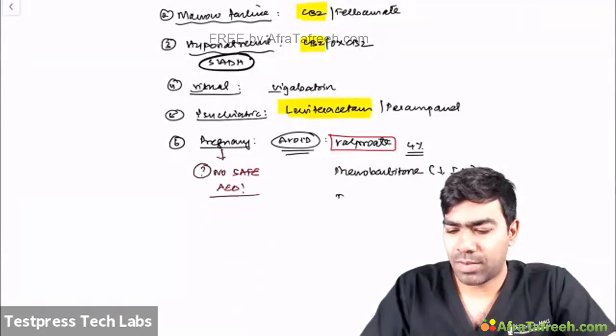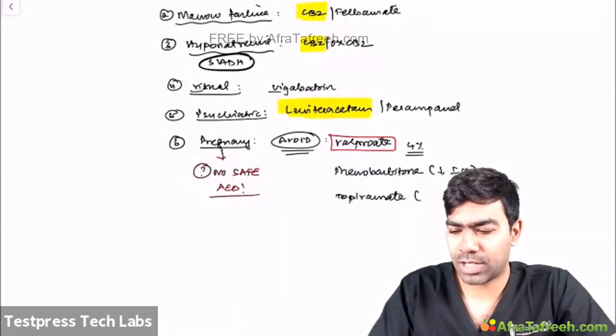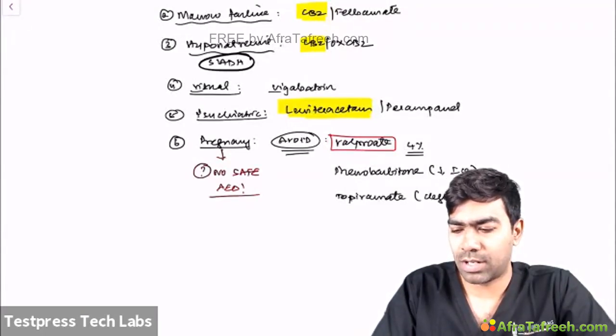And apart from that, even topiramate is not a very good drug. It's better to avoid these drugs in the childbearing age or in pregnancy, which can result in cleft lip and cleft palate.